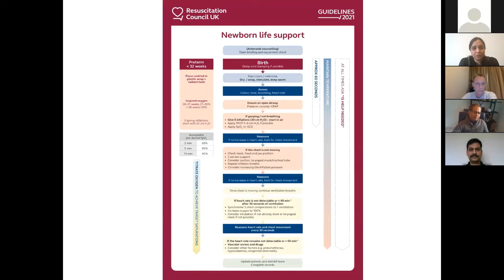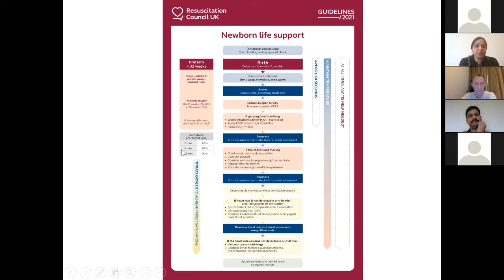So this is what the new algorithm looks like. It's a bit more colorful than the old one, but you will be pleased to know the actual approach hasn't changed much. So it's still assess, keep the baby warm, ABC, so airway, breathing, circulation, and occasionally needing drugs. And there's a bit more information about how to manage preterm babies as well.